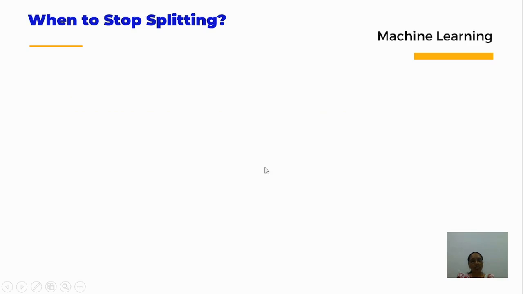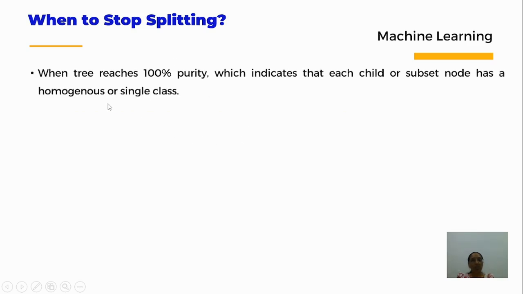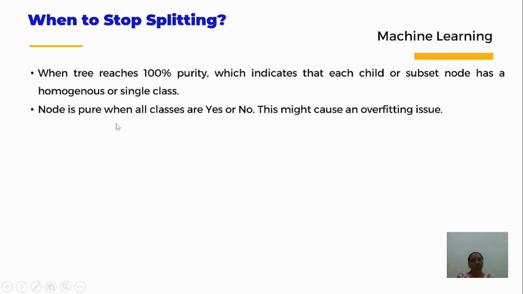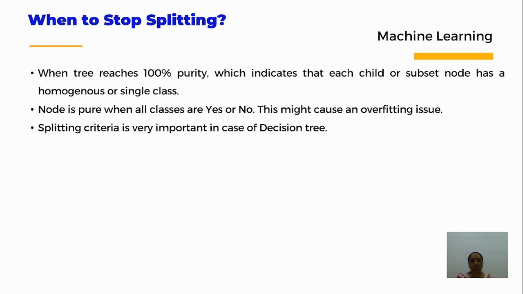Now the next question that comes to our mind is when to stop the splitting. So when the tree reaches 100% purity, which indicates that each child or subset node has a homogeneous or a single class, then the node is pure when all classes are yes or no. This might cause an overfitting issue. So the splitting criteria is very important in the case of a decision tree.